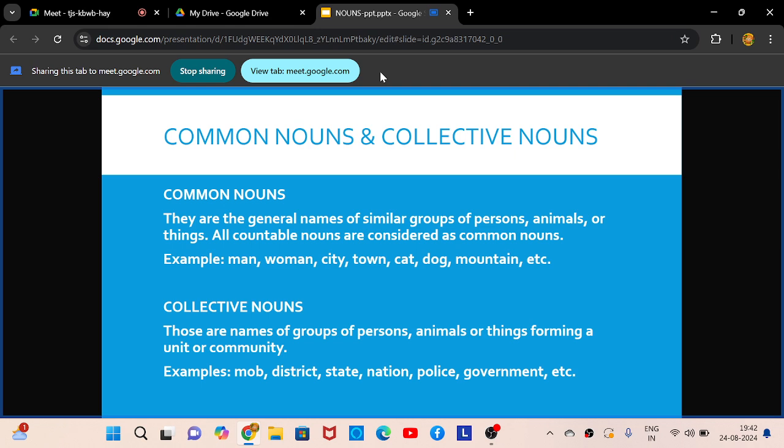Okay, for example, man can be counted, woman can be counted, city and town can be counted, cat and dog, mountain, all these can be counted, right?